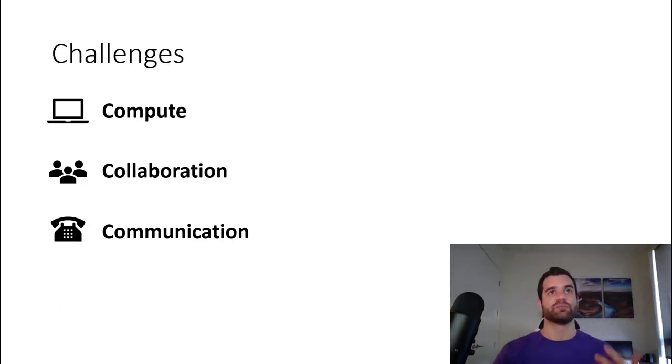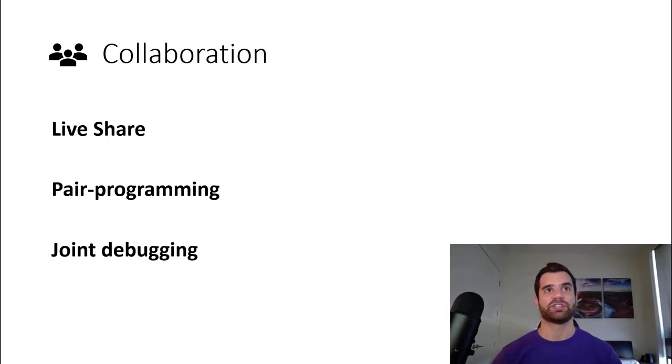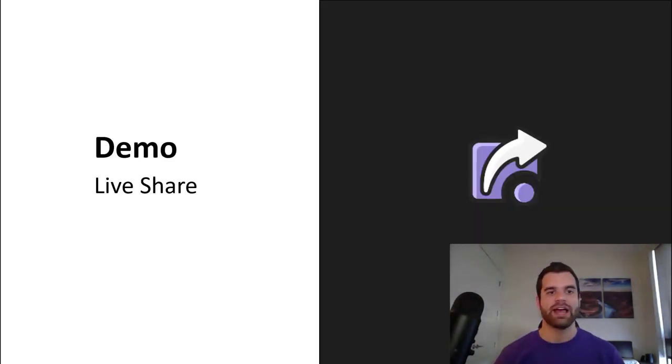So that covers the compute challenge area. The next up is collaboration. What Microsoft offers there is Live Share, and that allows you to tackle things like pair programming and joint debugging, among other things that you might find to be challenging during this remote work era that we're in right now. So let's go ahead and dive into a demo of Live Share and see how we can use it to improve our collaboration now that everyone's working from home.